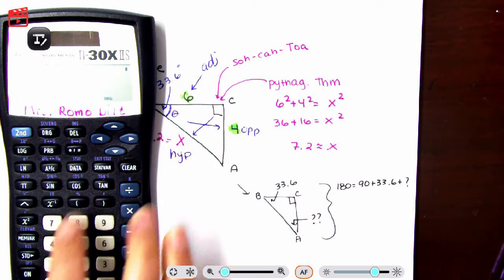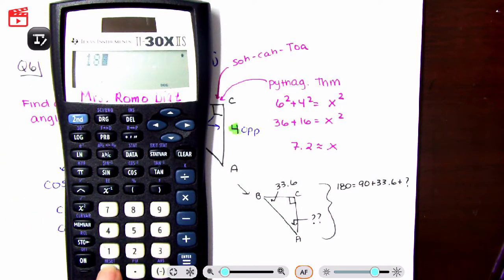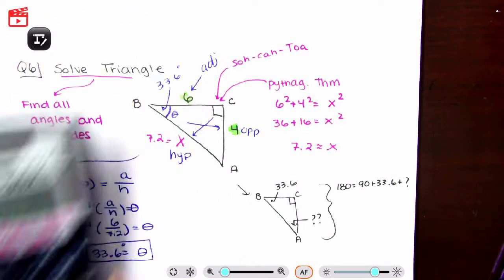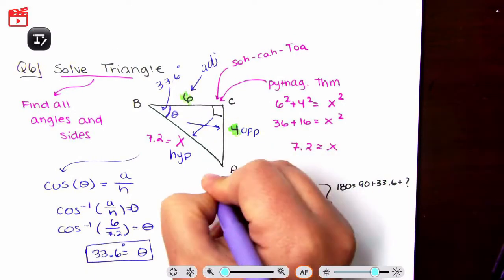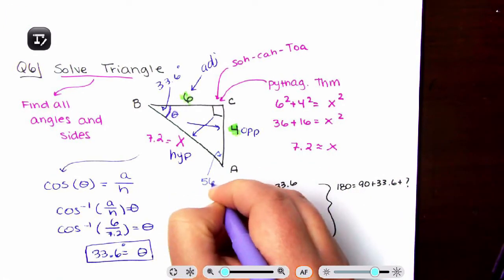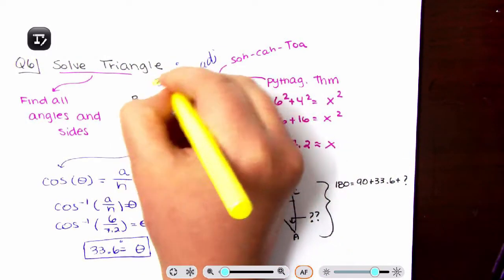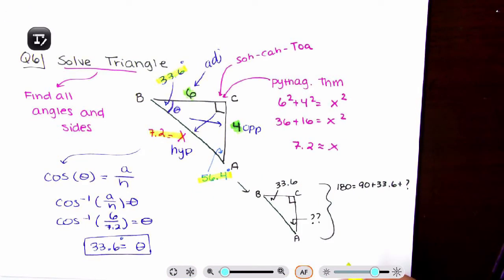So on my calculator, I'm not going to use any trigonometry. I'm going to use a theorem that we learned earlier. 180 minus 90 minus 33.6, and that's equal to 56.4. So that means, let me use a different color, that this measurement of angle A is 56.4 degrees. And you have solved the triangle. You have all of the missing angles, all of the missing sides. I will go ahead and highlight all of the stuff that we found. This is angle B. This is our side. This is angle A. And we just had those three pieces of information in order for us to find.